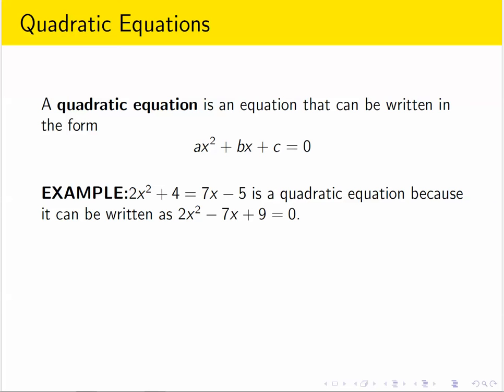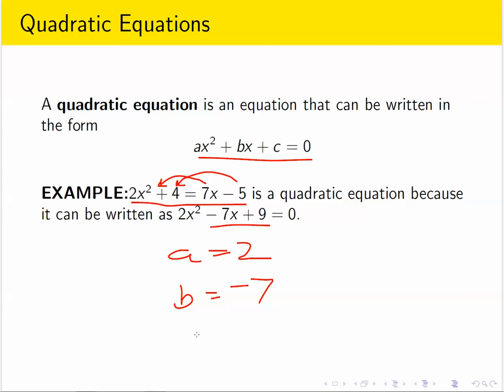For example, 2x squared plus 4 equals 7x minus 5 is quadratic because it can be written in the right form if we combine like terms. If we subtract 7x from both sides and add 5 to both sides, we get the right form, ax squared plus bx plus c, where in this case a is 2, b is minus 7, and c is 9.